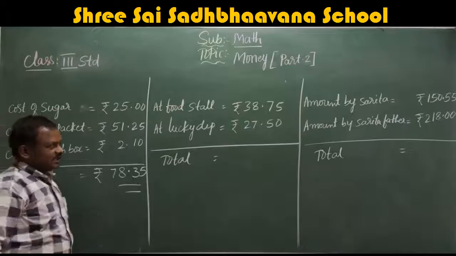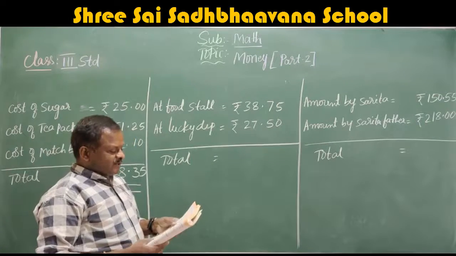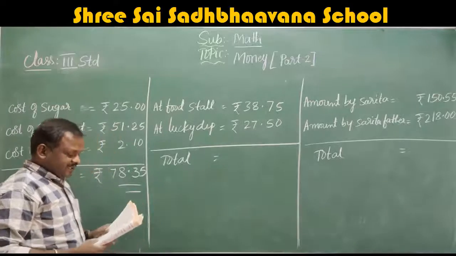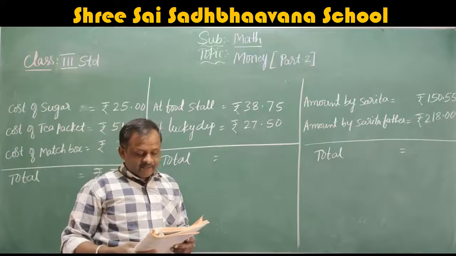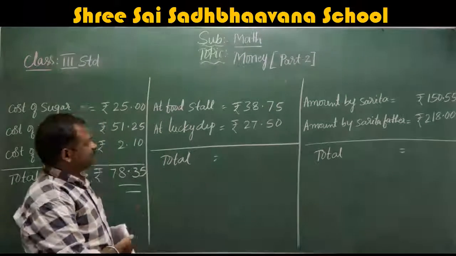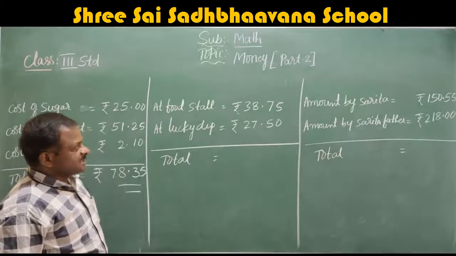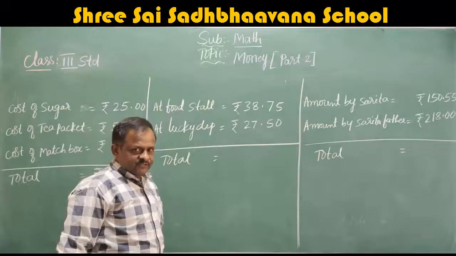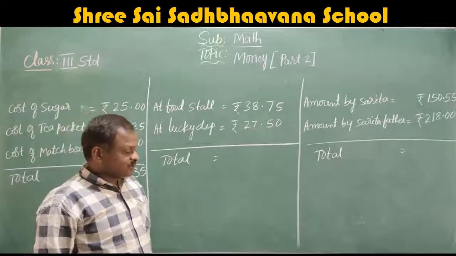Okay, next come to the next, another one. In a fair, Mayank spent rupees 38.75 in the food stall and rupees 27.50 at the lucky dip. How much money did Mayank spend in all? Mayank spent at the food stall rupees 38.75. At the lucky dip, he spent rupees 27.50. Then find the total. To find the total, what do we have to do?